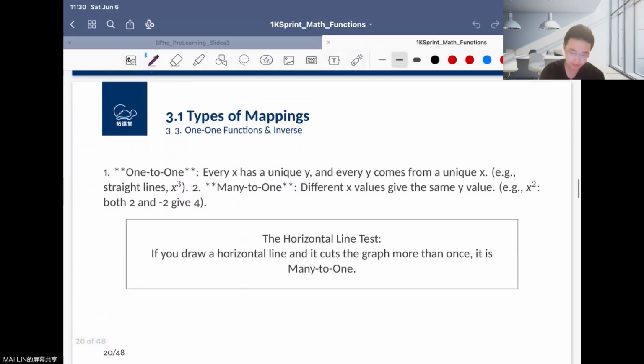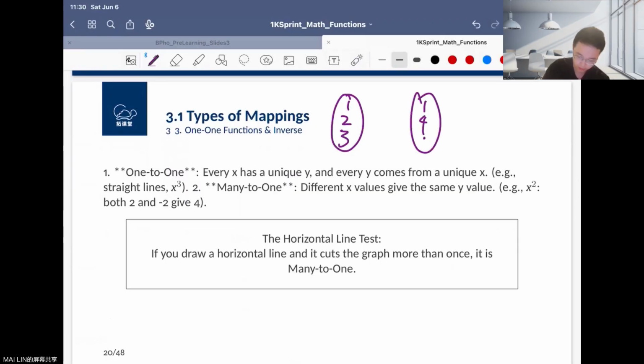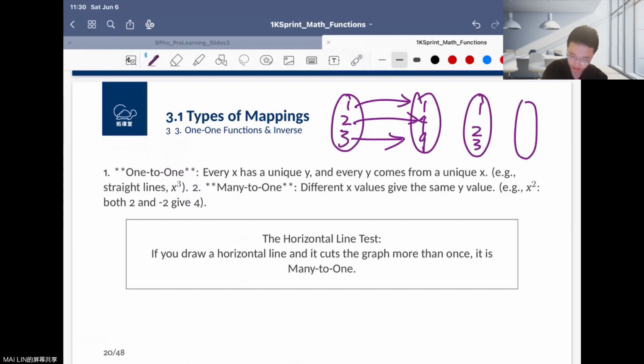So what are mappings? With mappings, we are just trying to understand that we have two categories. First, we have one-to-one functions and many-to-one functions. For example, if we have data 1, 2, 3, and here 1, 4, 9, we can say 1 goes to 1, 2 goes to 4, 3 goes to 9. That is one-to-one. And also if you have 1, 2, 3, maybe 1 and 2 map to 0 and 3 maps to 9. So that is many-to-one, okay?